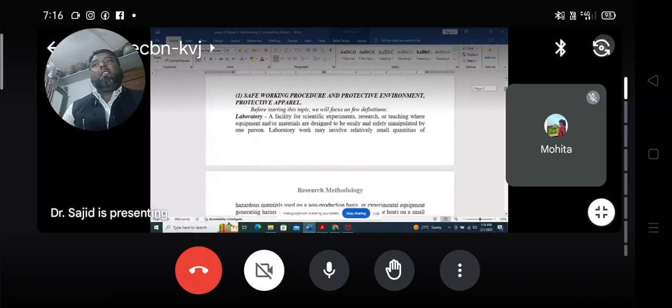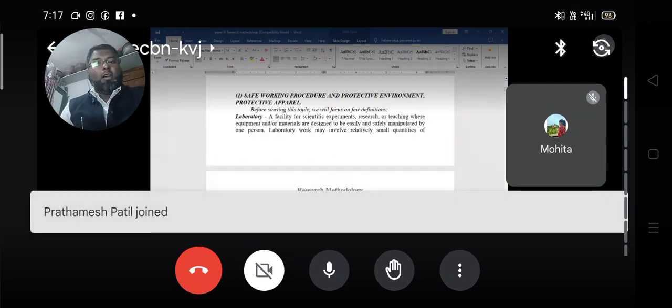See, whenever you are working in the lab, for the chemistry students, we are dealing with the chemistry lab. All are doing the practicals in the chemistry lab.